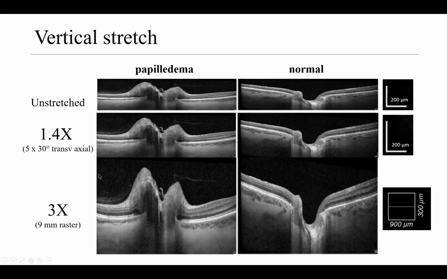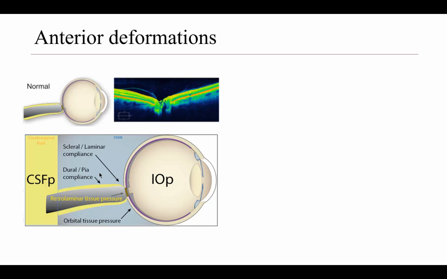So before discussing the importance of shape, consider the principal forces acting on the nerve and the globe that may alter the shape. This includes the intraocular pressure, reciprocally related to the CSF pressure, as well as the retrolaminar tissue pressure and the orbital pressure.